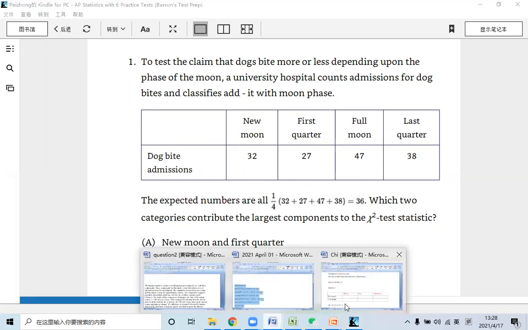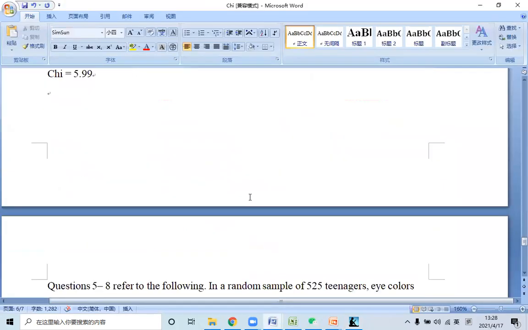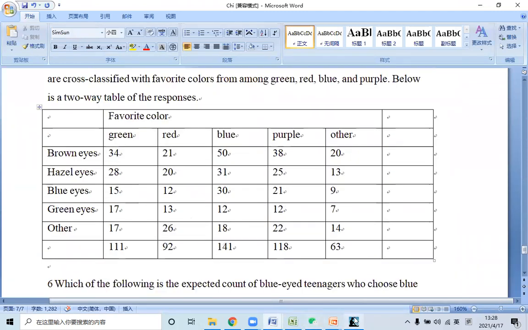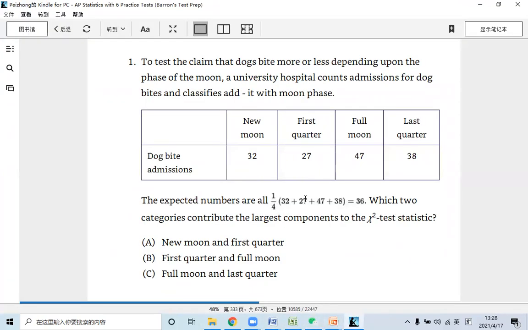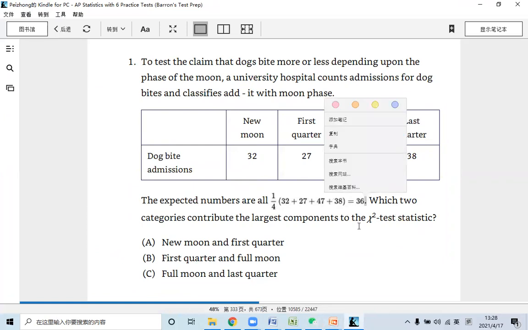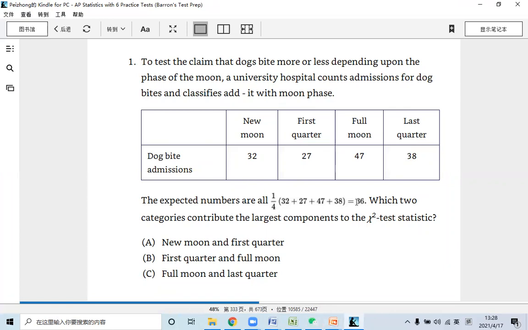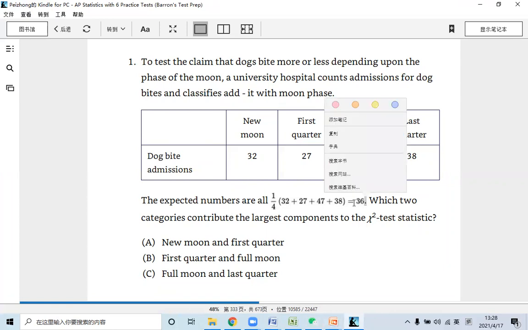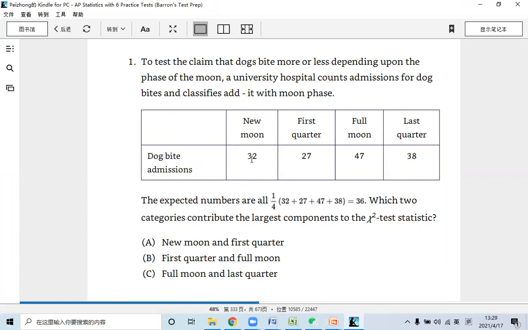The expected value, basically you're looking for the largest deviation from the expected value. How far away is a new moon from the expected value? 32 minus 36, that's -4. Not a big difference.